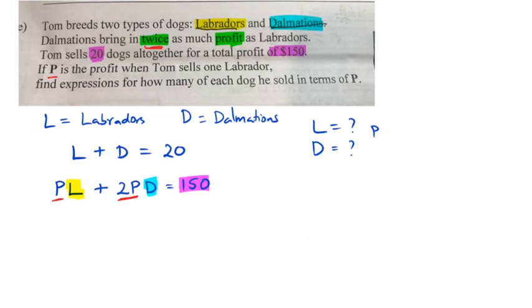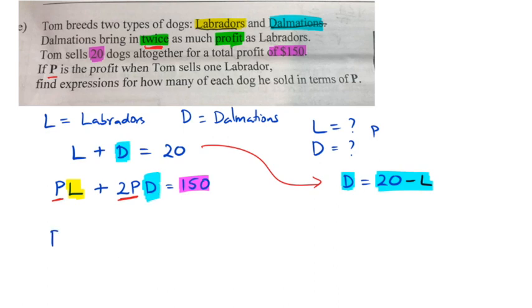Now, I can get rid of the D here. I can use that first equation to rearrange so D is by itself, which gives D equals 20 minus L. I'm going to substitute this 20 minus L in place of D. So what I've got is PL plus 2P multiplied by 20 minus L, and this is equal to 150.